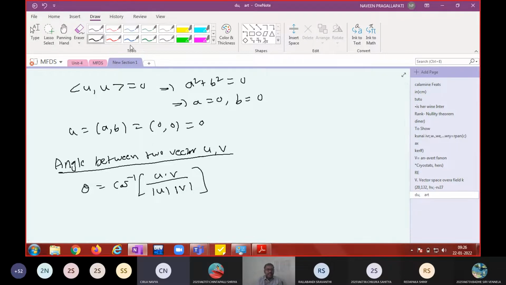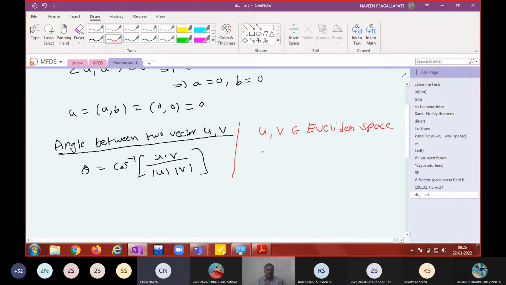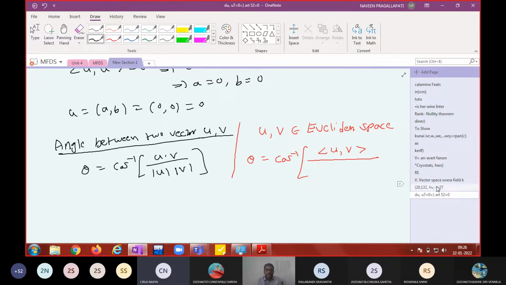Now, what is the generalization to inner product? Suppose u and v belong to an inner product space, or Euclidean space. A Euclidean space is a vector space together with the inner product. Then how do you define the angle between these two vectors? Theta is equal to, naturally, cos inverse of, what is the generalization of the dot product? I said the generalization of the dot product is the inner product. That means the inner product of u comma v divided by, I said, how do we define the magnitude of a vector in Euclidean space?